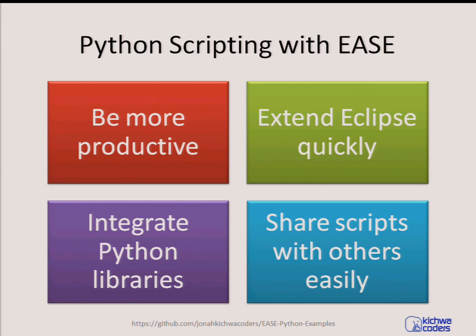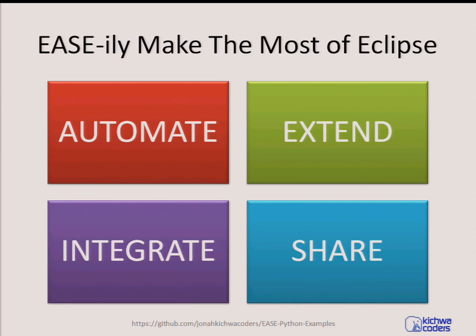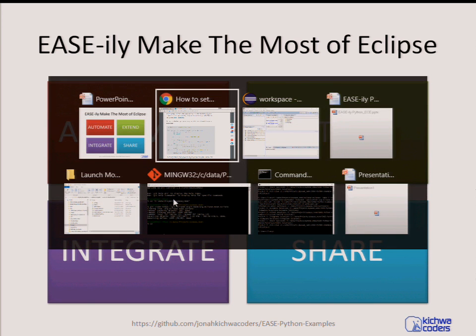OK, so when we look at different ways you can be productive with EASE, we've divided them into 4 categories. One is, from a developer standpoint, being much more productive. The second is how you could extend Eclipse quickly. The third is how you can leverage all the existing Python libraries that are there. And the fourth is this whole idea of collaboration: how do you use your scripts to share with other people and share features you're developing? We'll look at those 4 now in examples. There's a GitHub URL there, so all the example scripts are there if people want to take them, try them, modify them. And we'll go into the demo now.